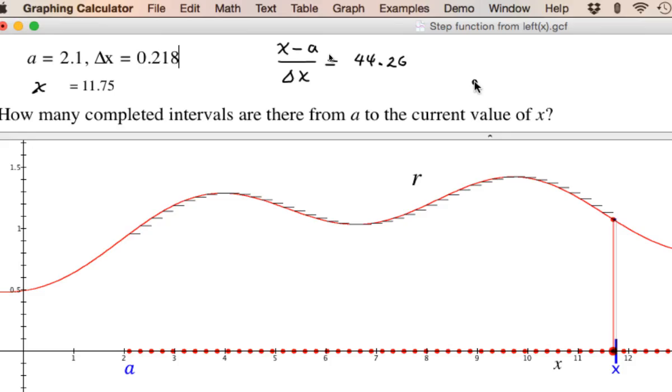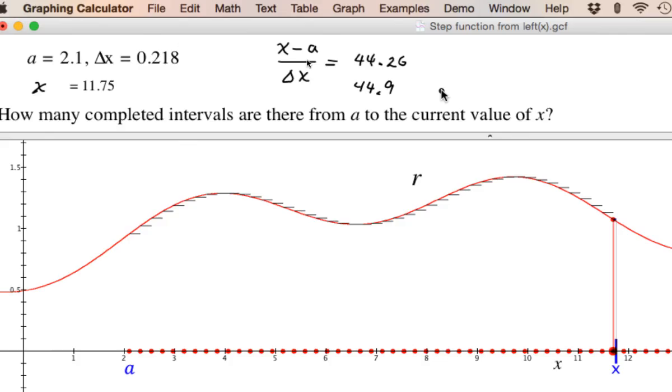Okay, and so some of you know there is a mathematical operation that does what we need. What if that turned out to be 44.9? Then how many complete intervals would there be? Still 44, okay? It would take 44.9 and return 44. It would take 44.26 and return 44. But if you got to 45, anything 45 point anything, then it would return 45, right? So it's returning the whole value part of the number that you got.